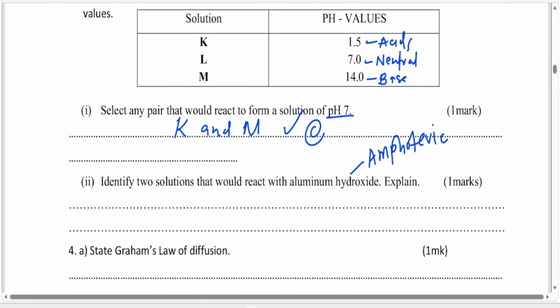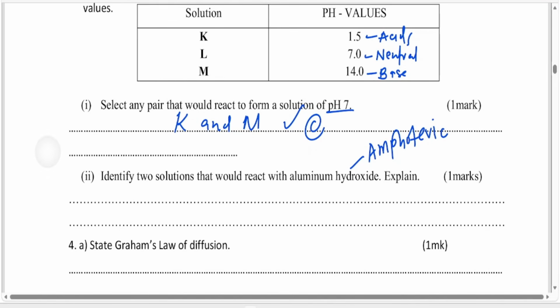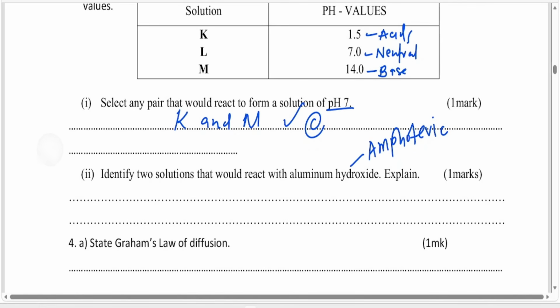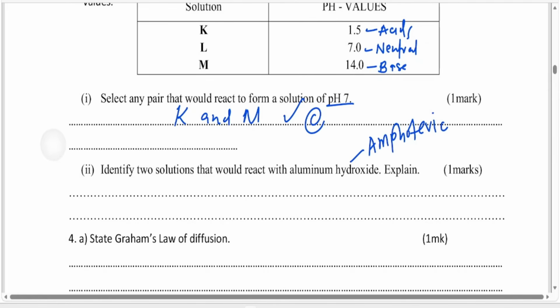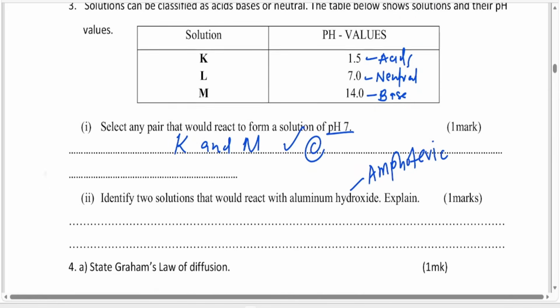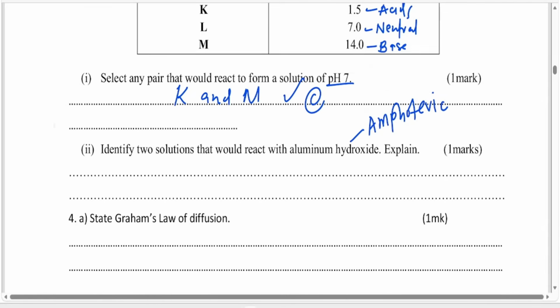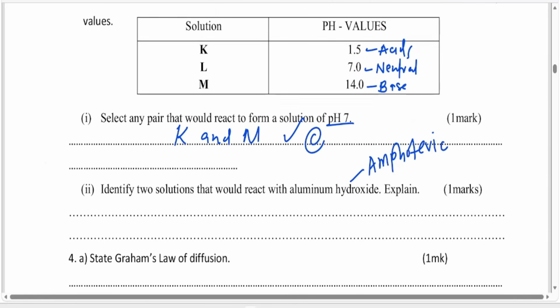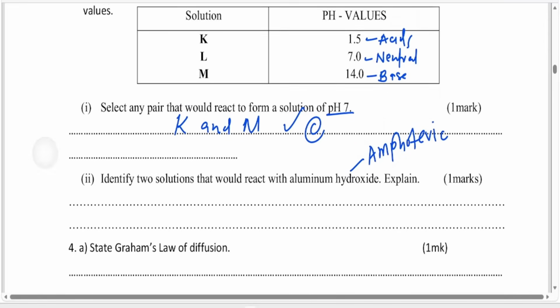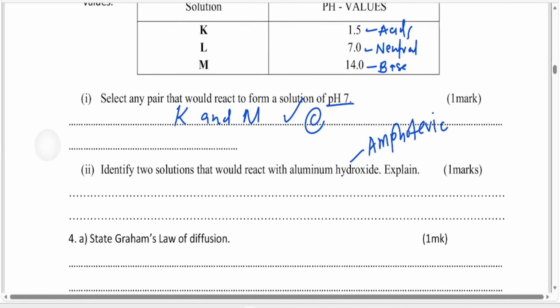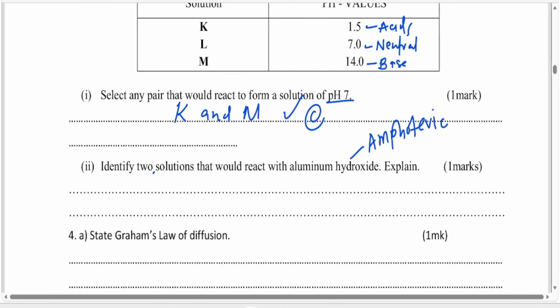Therefore, we have K, which is an acid. If K reacts with aluminium hydroxide, the aluminium hydroxide will react as a base. And if I choose M and react it with aluminium hydroxide, at that moment aluminium hydroxide will be reacting as an acid. Therefore, if I were to choose two solutions that would react with aluminium hydroxide, then I will choose K and M. To give an explanation, I'll say aluminium hydroxide is amphoteric.